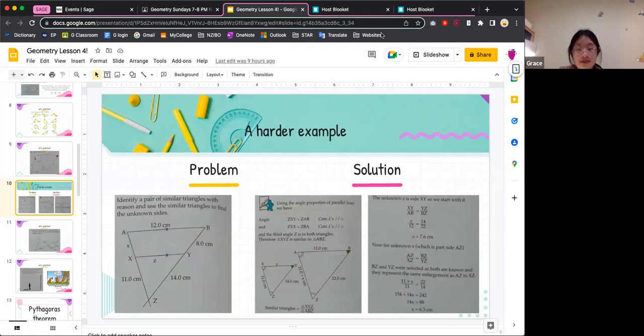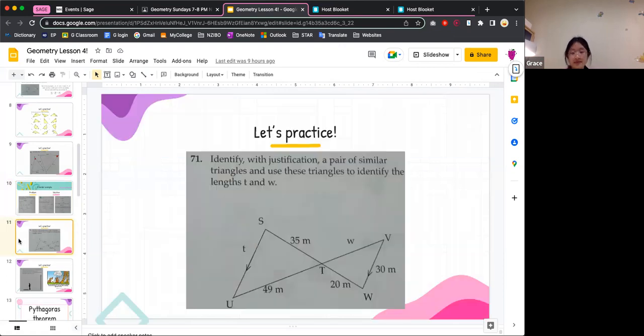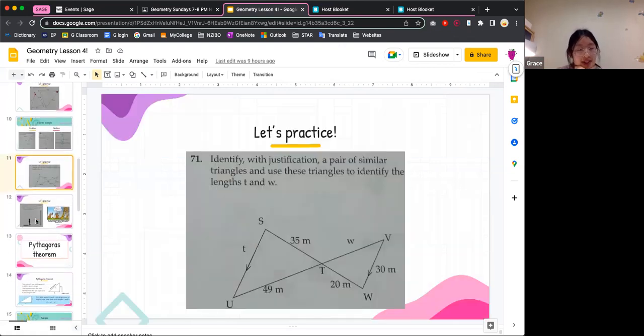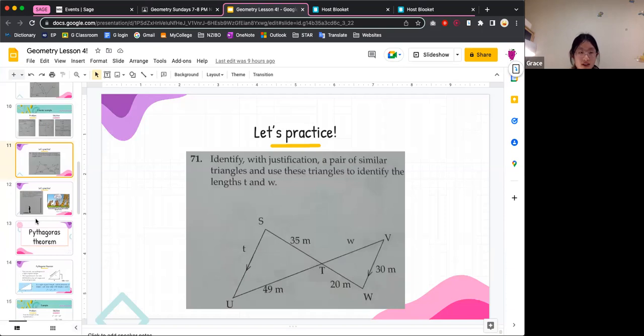All right. Now, for this one, you have to identify which of the, well, there's only two triangles, so you know that they must be similar, but you have to kind of prove why they're similar.